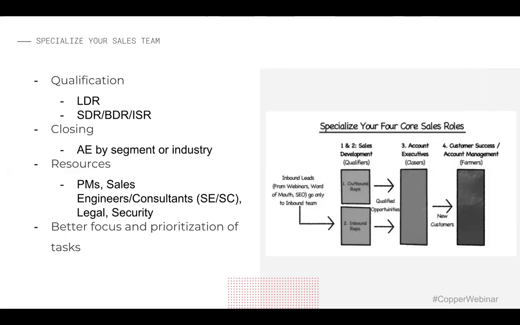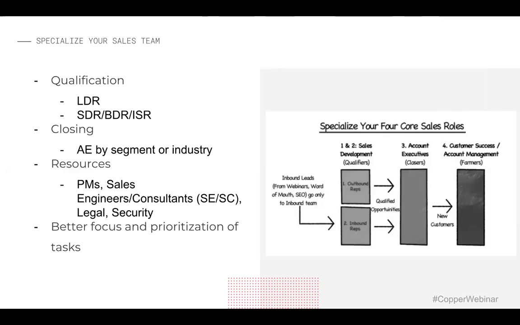When we looked at AEs, most of these people are segmented out by company sizes they're working with, sometimes with industry. That's pretty simple. The resources that they need to have in a more complex, especially as they go up market and they sell larger deals, the resources become a little bit heavier.